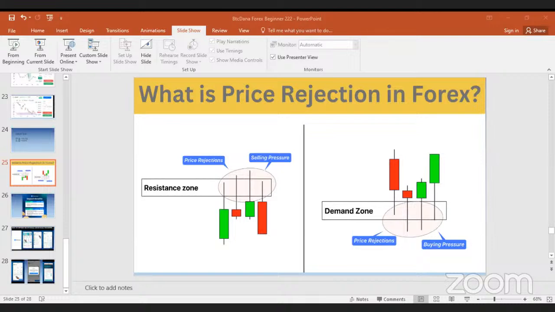A rejection candle is when the price is trying to break. Look at it. The market was trying to break here, but the body is below. We don't have a closed body here. All we are seeing here is a candlestick. Those are wicks, or you can also call it shadow. I told you I like to call it sticks.